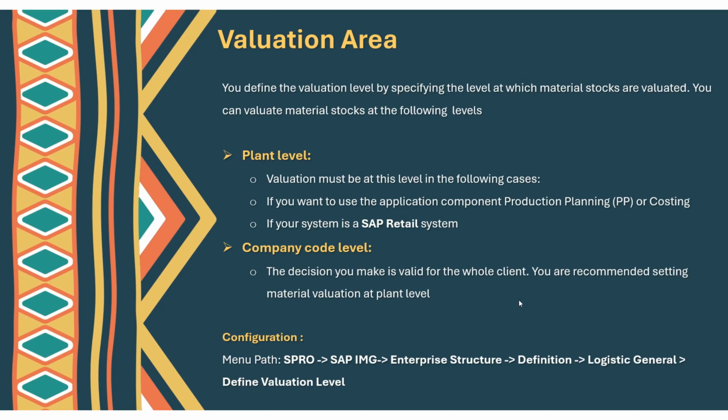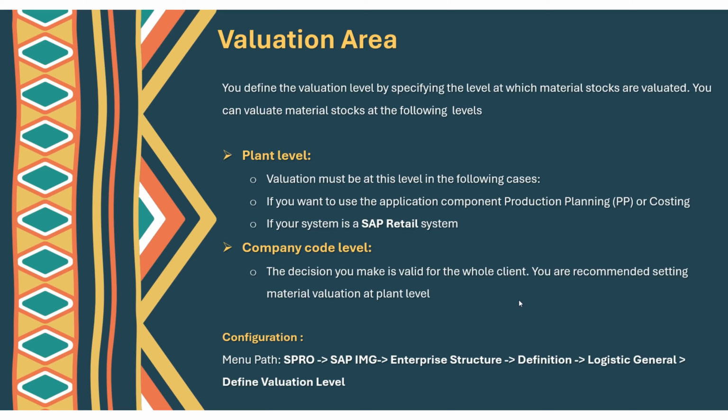And why do we need company code level? The decision you make is valid for the whole client. You are recommended to set the material valuation at the plant level. So, according to SAP, it is recommended that you choose the material stocks valuation at the plant level, because it will be beneficial: you will be able to use the production planning module and the costing module, which we also need for the SAP S/4HANA sales module in order to create a production order against our sales order and to do the sales order costing for costing the material.